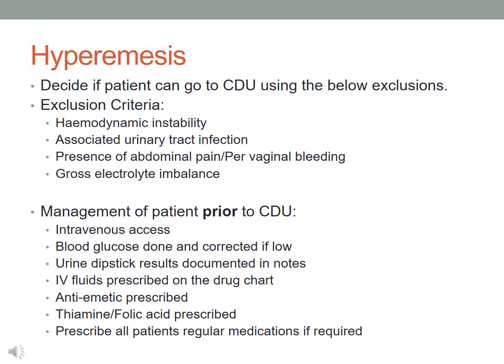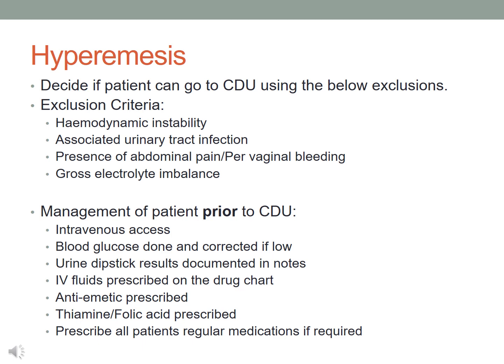Patients with hyperemesis who cannot go to the clinical decision unit are those who are haemodynamically unstable, if they have an associated urinary tract infection, or any kind of abdominal pain or vaginal bleeding, or indeed if their electrolytes have a gross imbalance.